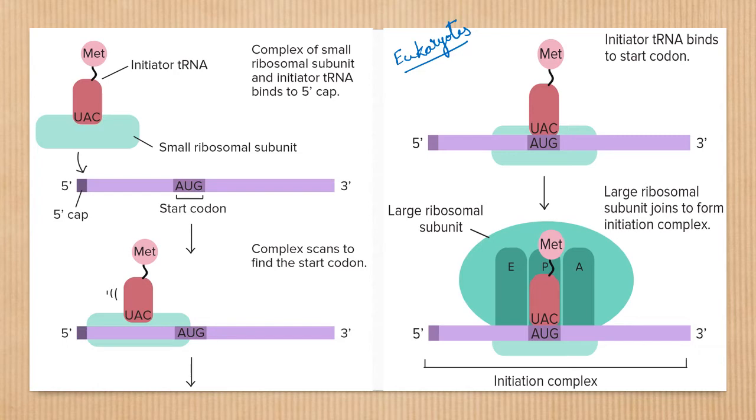Here the smaller subunit is 40S because of eukaryotes, and after this smaller subunit joins the complex, immediately the larger subunit, that is 60S, also joins to form the initiation complex. That means it becomes an intact ribosome, a ribosome with larger and smaller subunits.